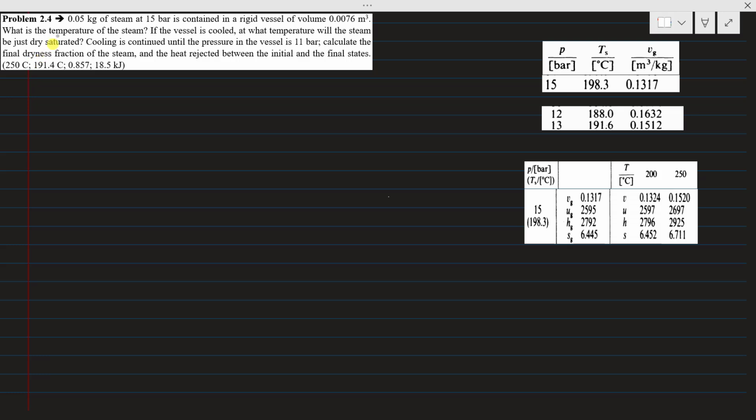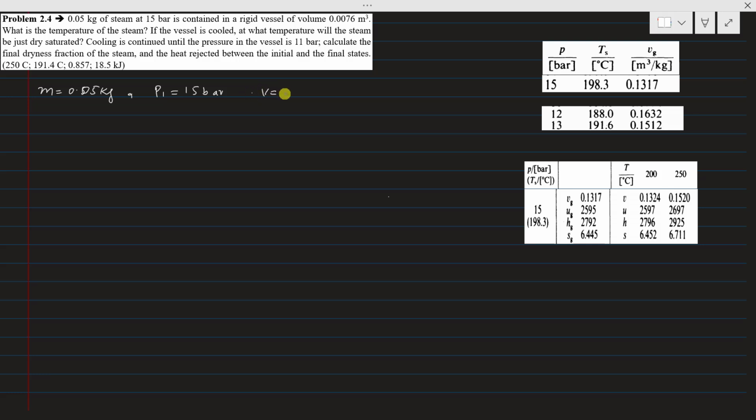First, I am writing the data that is provided in the statement. Mass of the steam 0.05 kg, pressure P1 of the initial state 15 bar. Information about the steam is not given, whether it is superheated or wet. In the final state it is in the wet state, but initially we don't know whether it is superheated or dry saturated vapor. So we will first calculate that.